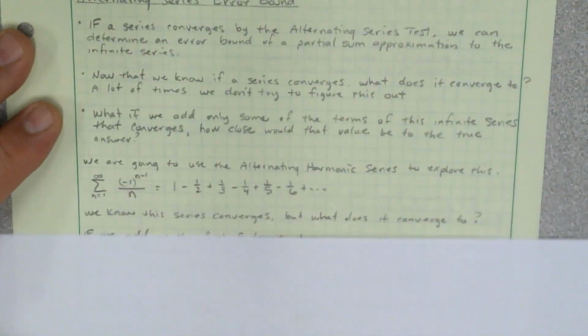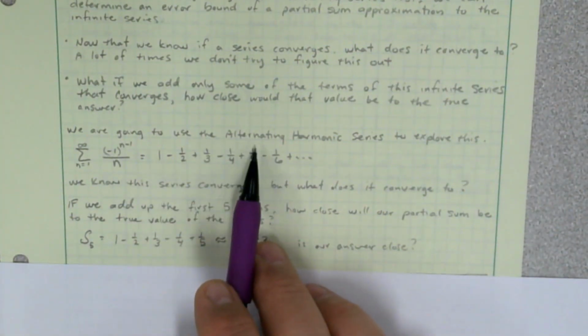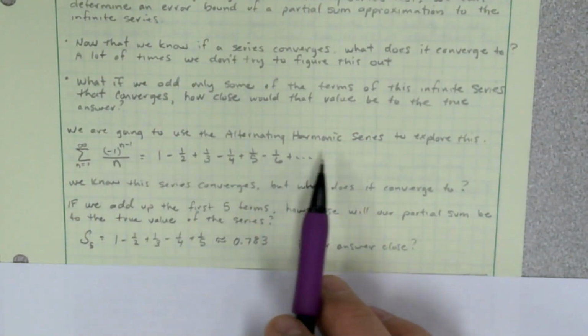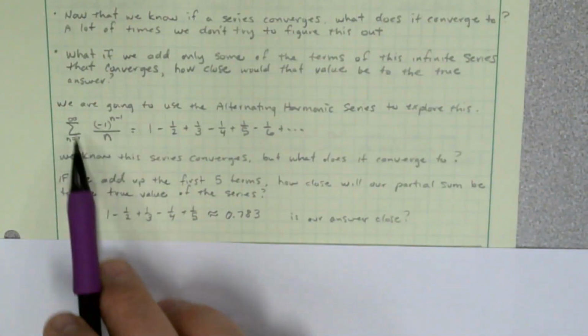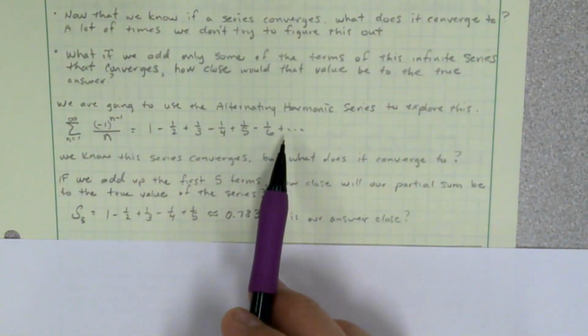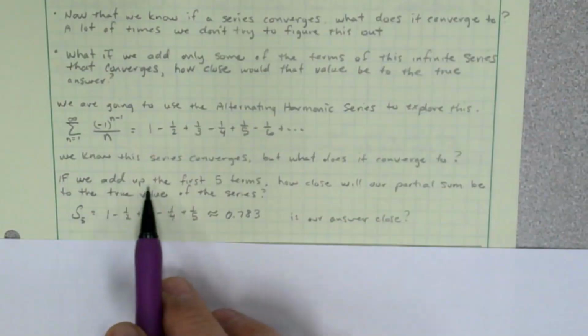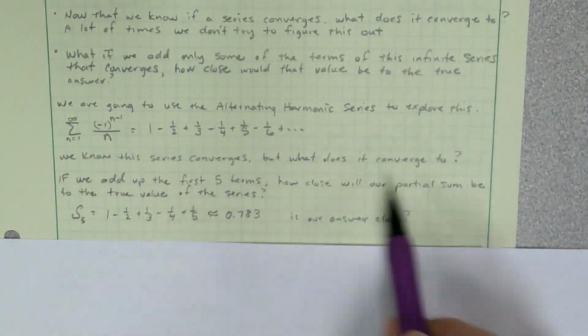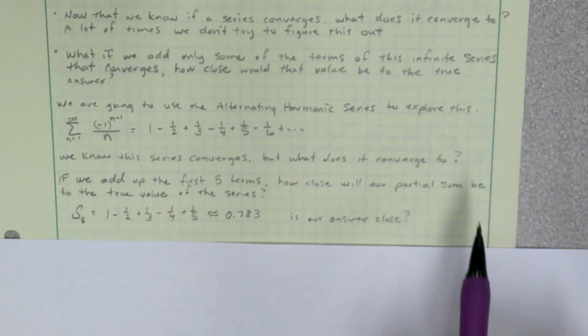What if we add only some of the terms of this infinite series that converges? How close would that value be to the true answer? Okay, and so let's take a look at some of the things we're going to do. We're going to use the alternating harmonic series to explore this. So here's the alternating harmonic series. We know this converges, but what does it converge to? Well, if we add up the first 5 terms, how close would our partial sum be to the true value of this series if we added all the terms?